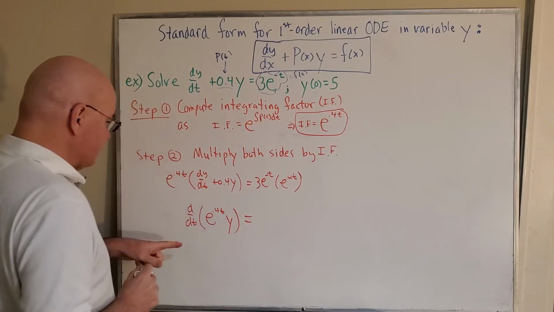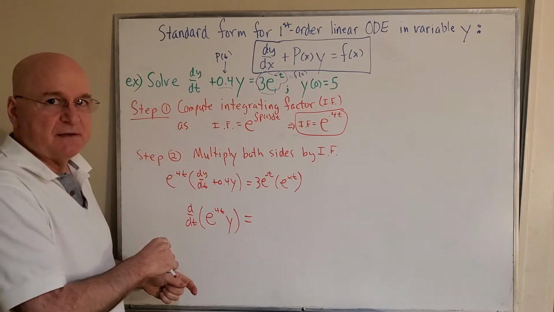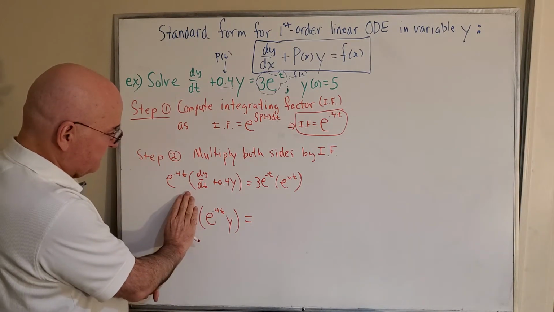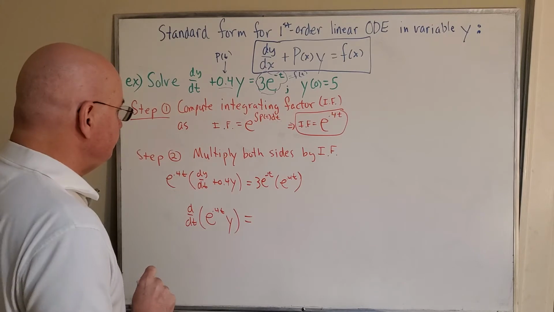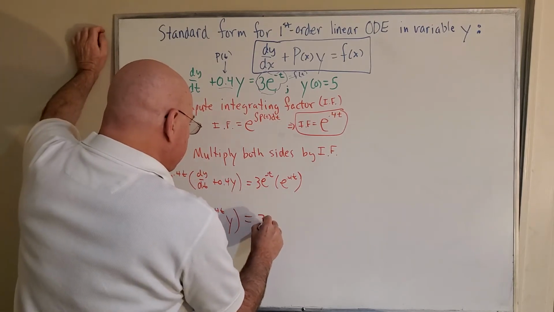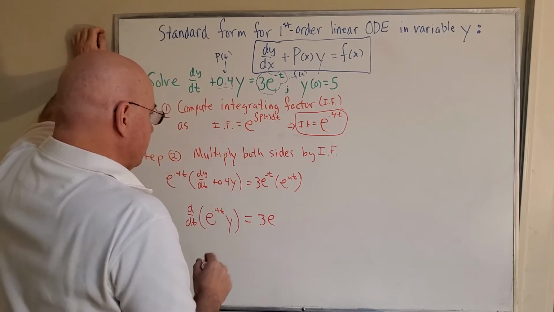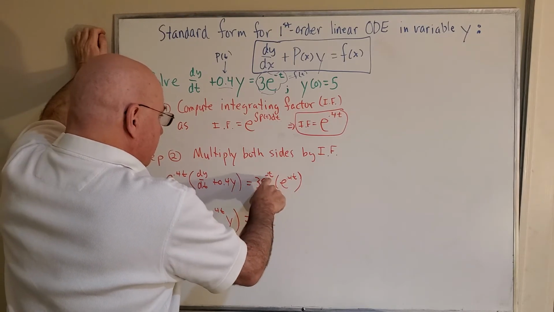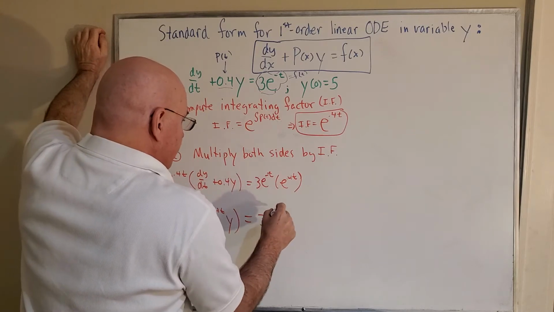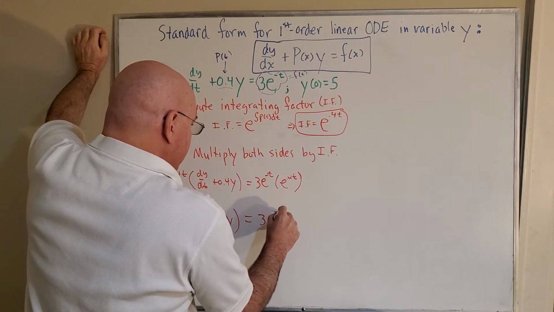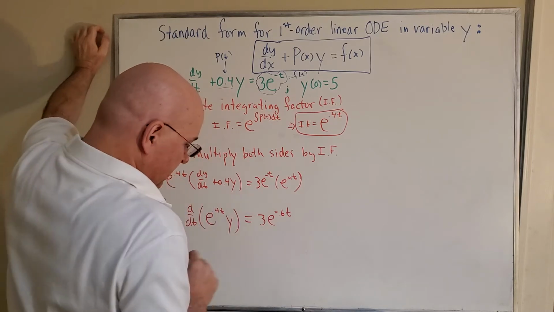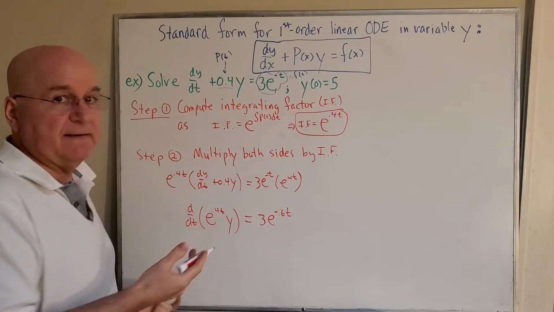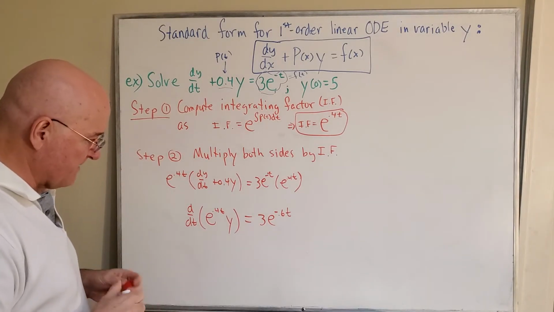Why is that nice? Because the next step is going to be integrating both sides. All we have to do is get rid of this, and it's integrated. And then what's this going to be? A 3e to the, that's a negative 1t, that's a 0.4t. Add those coefficients, the negative 1 and the 0.4, and we get a negative 0.6t. So that's all we're going to have to integrate, and that's step 3. Integrate both sides and solve for y.